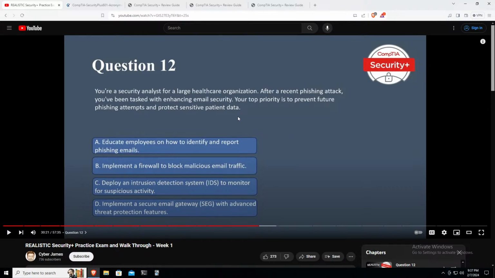So this one is a little tricky. I think B and C wouldn't be correct here. I think I'll just go with implementing the secure email gateway because it does prevent the phishing attempt, but I guess it doesn't stop a phishing email from being received and an employee opening it up and clicking it.